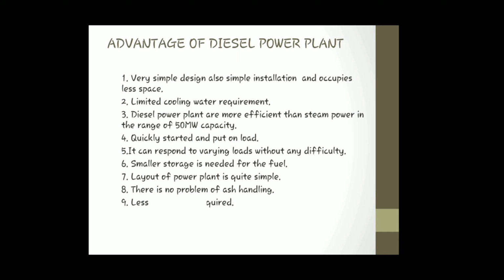Next, we're going to see the advantages of the diesel power plant. The diesel power plant has a very simple design, simple installation and occupies less space. Limited cooling water is required. Diesel power plants are more efficient than steam power plants in the range of 50 megawatts capacity. Quickly started and put on load. It can respond to varying loads without any difficulty.